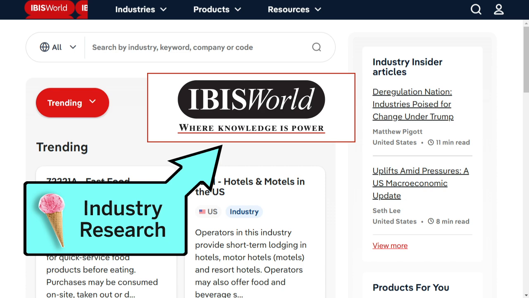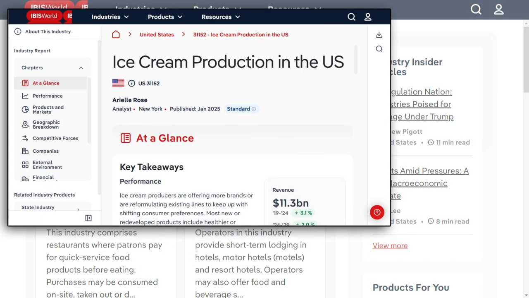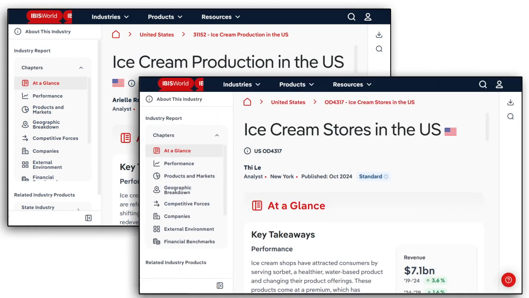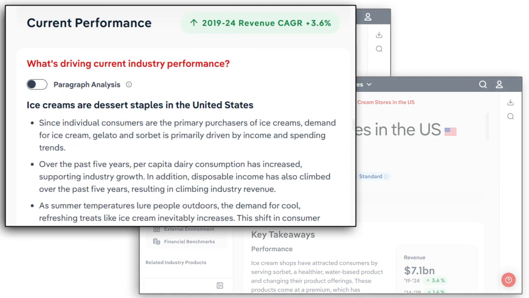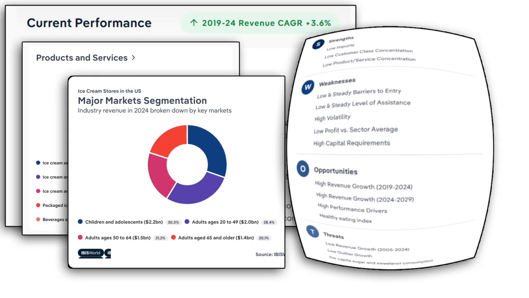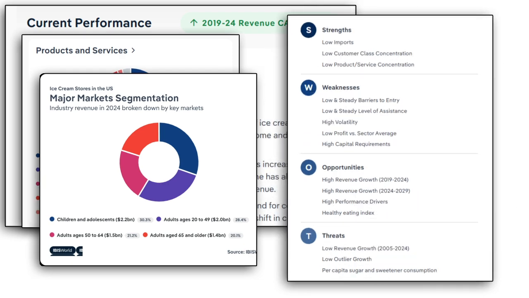It's also important to understand the larger industry in which these companies operate. Search IBISWorld for industry reports like this one on ice cream production and this one on ice cream stores. These reports detail trends in the industry as well as providing breakdowns of product and market segments and explaining pressures and potential obstacles from within and outside the industry.